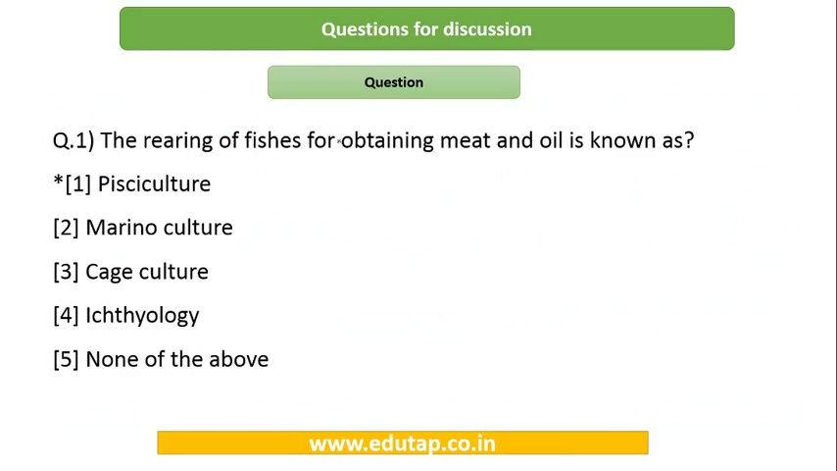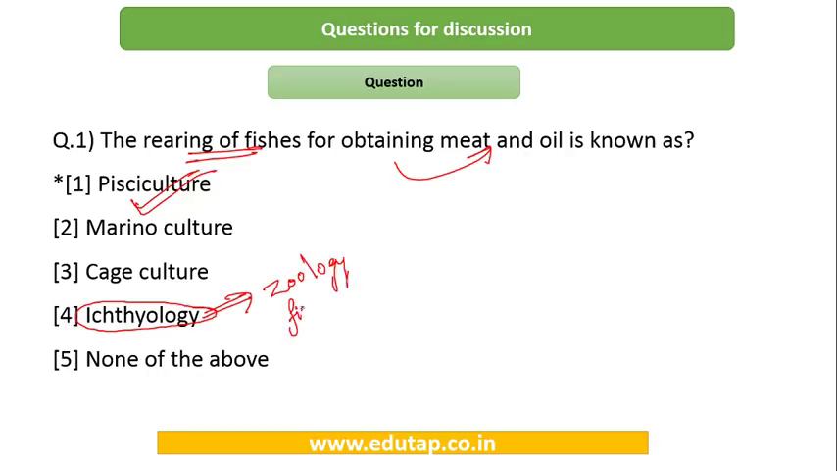The rearing of fishes for obtaining meat and oil is known as what? It's very simple, rearing of fishes for economic reasons. It is definitely pisciculture, right? Here there's the term ichthyology which you can see in the fourth option. This is a branch of zoology that deals with the study of fishes. It is a scientific branch where you're studying it, and pisciculture is putting it into application, where you're rearing fishes and applying the understanding you have gained through various means. That is the difference here.